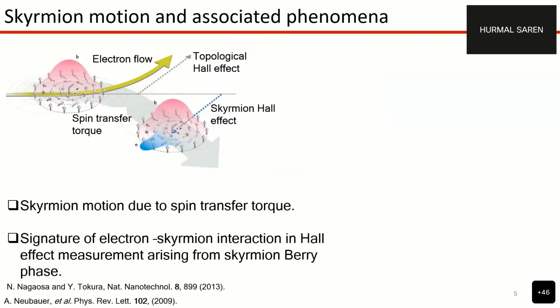This has huge potential in spintronic device application. When we apply an electric current to the skyrmion, it can be moved by spin transfer torque, and because of the emergent magnetic field from the skyrmion spin texture, the electrons can be deflected, and this can give rise to the topological Hall effect in transport measurement. There is also the skyrmion Hall effect, in which the skyrmion not only moves in a straight line, but has some component perpendicular to the straight line.